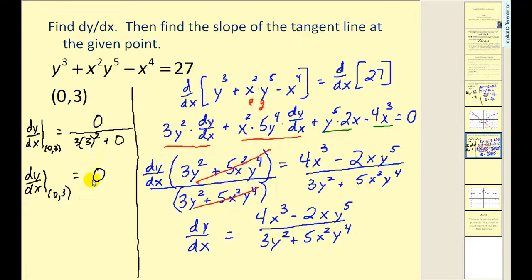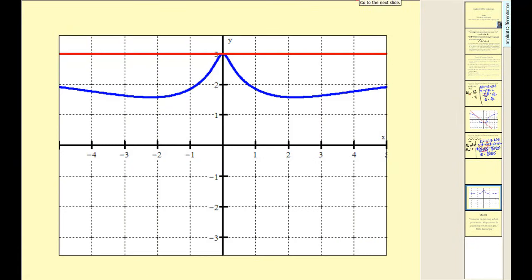Again, let's go ahead and look at a graph to verify this. Here we have our function, here's our point of tangency, and we can easily see that at that point, the slope of the tangent line is 0. Again, this verifies our work.